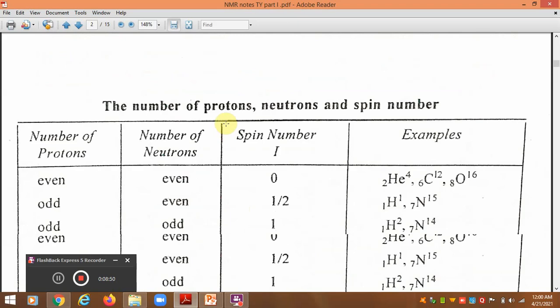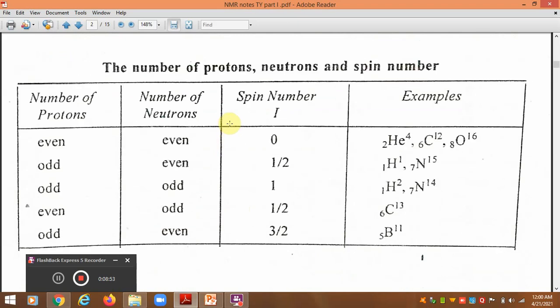Dear friends, I have one table here which indicates the number of neutrons and protons present in the nucleus along with their spin number and their examples. So this column indicates the number of protons, this indicates the number of neutrons, and based upon these, their spin number is given along with their example in this column. If both are even, the spin number will be 0. Already I told you the example. If the number of protons is odd and the number of neutrons is even, then their spin number will be 1 by 2. Examples are hydrogen 1, nitrogen 15.